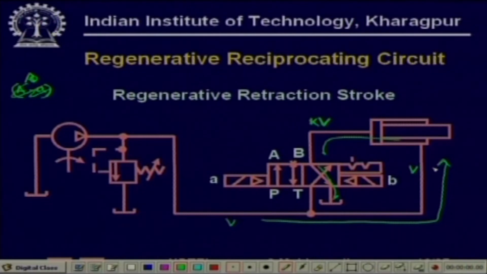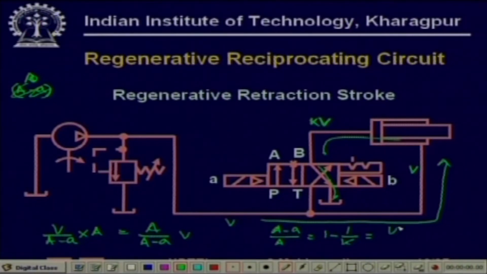The distance moved in unit time is actually V by A minus A. If V volume is flowing, this is the distance traversed. So that into A will be the volume which will be expelled. So it is going to be A by A minus A into V, which is equal to A by A minus A by A, which is equal to 1 minus 1 by K, which is equal to K minus 1 by K.